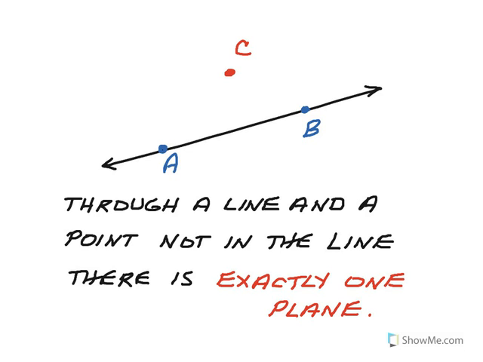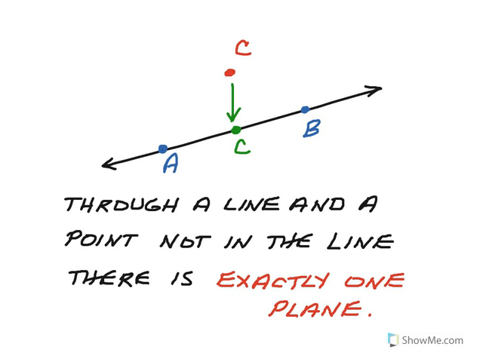So again, 3 non-collinear points. There's exactly only one plane that passes through those. If I took this point C and I moved it down onto the line, then there would be an infinite number of planes that could pass through that line. So suppose that C is like a golf ball, and A and B are golf balls, 2 golf balls that you lie on your floor.